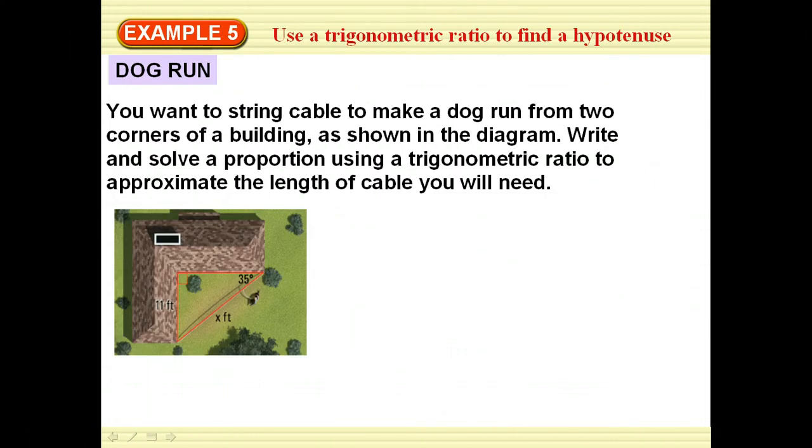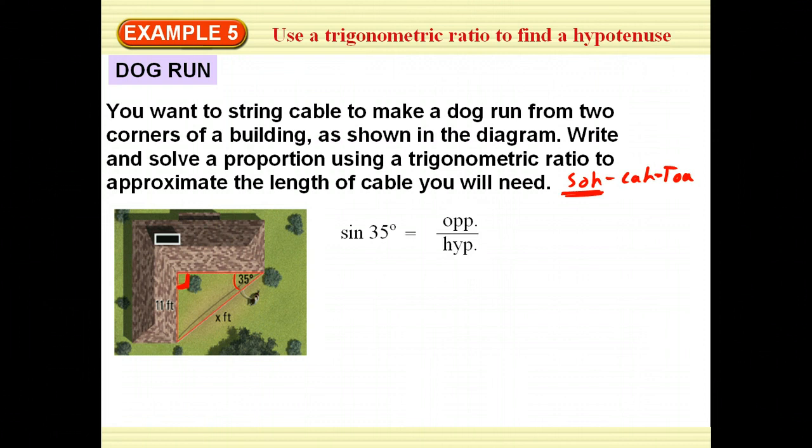You want to string a cable and make a dog run from two corners of the building as shown in the diagram. Write and solve a proportion using the trig ratio to approximate the length of the cable you'll need. Well, I notice I have a 35-degree angle right here, and the side opposite of that is 11, and the cable that I'm looking for is the hypotenuse because my right angle is in the corner of this building here. If I think of my SOHCAHTOA, then I'm dealing with opposite and hypotenuse, so the sine is the opposite over the hypotenuse.